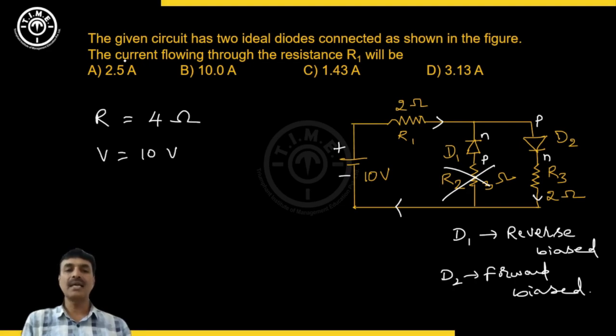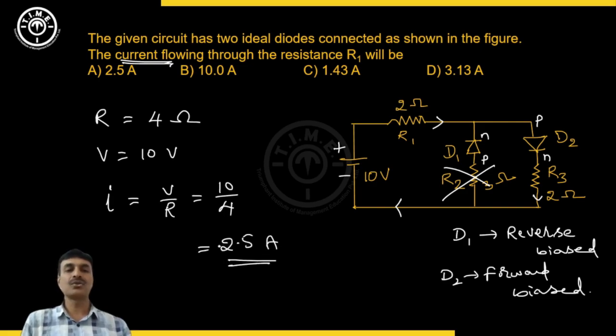The question is about the current through the resistance R1. That's the current passing through the resistor R3 as well as the current through the cell or battery. Using Ohm's law, I is equal to V by R, that is 10 by 4. 10 by 4 is 2.5, current measured in ampere. So 2.5 ampere is here in option A. The right answer for this question is option A.